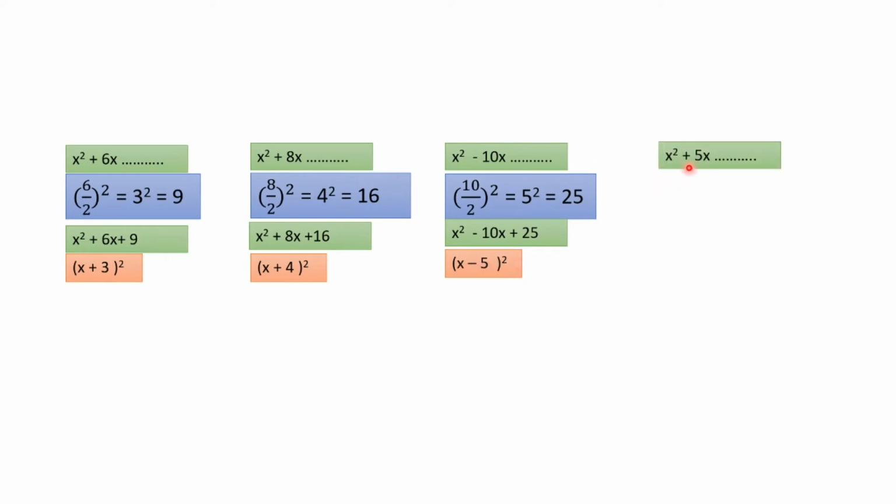So x squared plus 5x, this is the front value. Here in this case you have to consider this minus here, because if it is a plus value the second term comes plus.